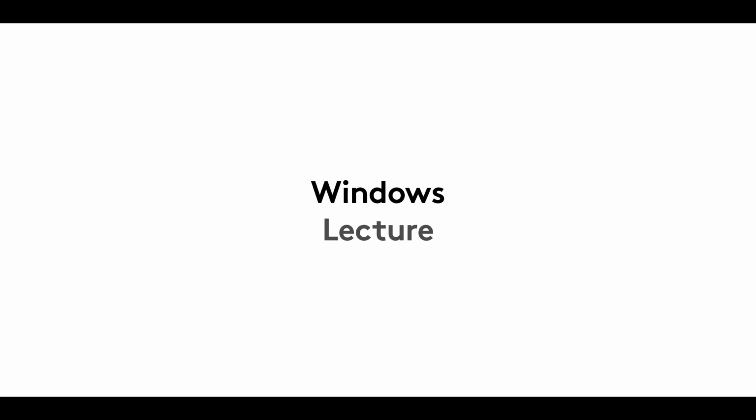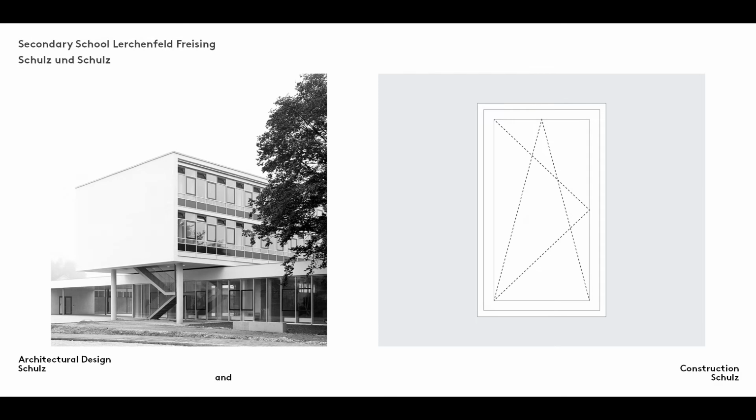Welcome to the second film in our Windows series. In it, we explain how windows are classified and look at some of the most common types of window. Windows are generally classified according to method of opening, frame material, or glazing type.